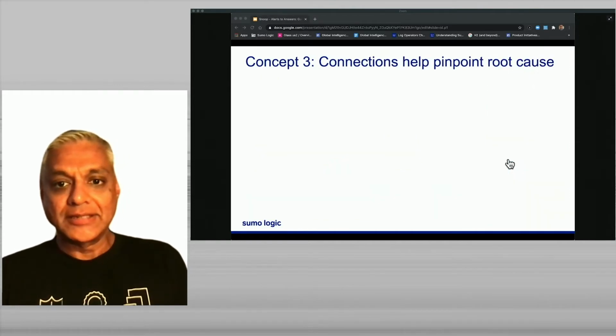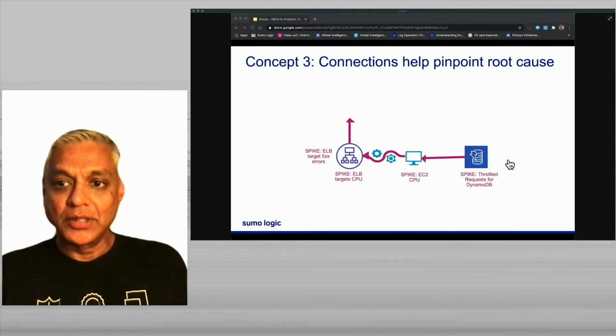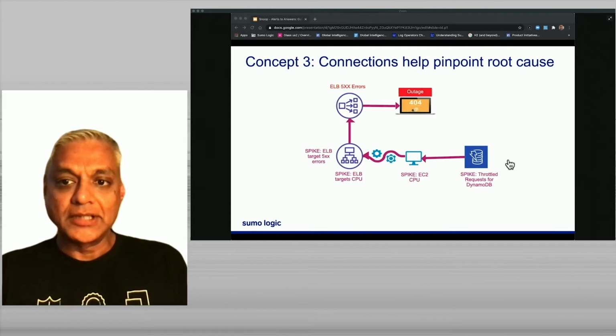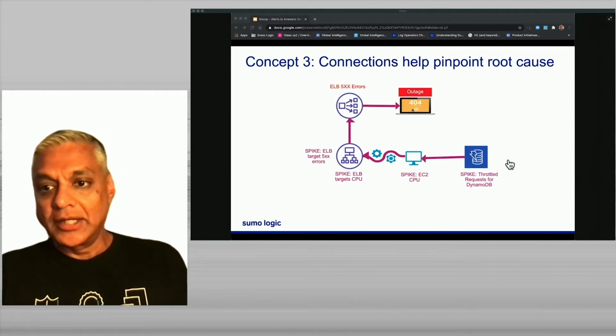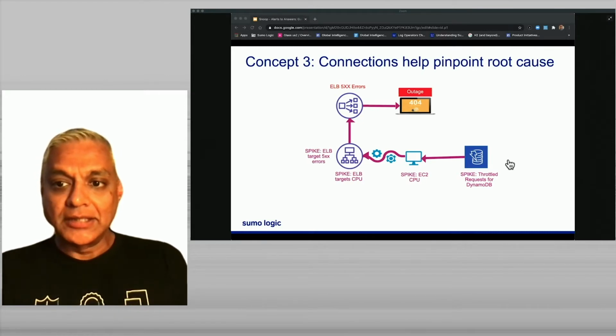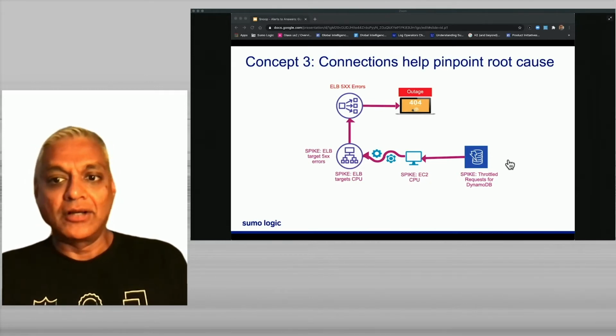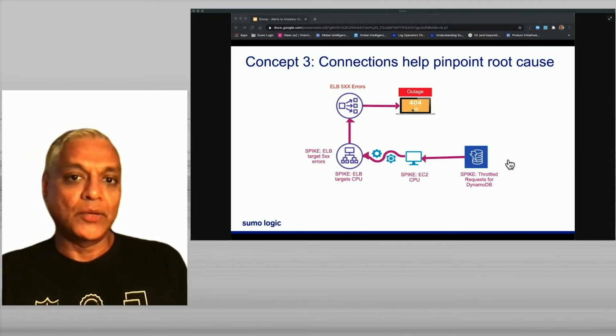Our third concept is this idea that connections help pinpoint root cause. In our example, suppose the e-commerce application relies on elastic load balancers, which connect to elastic load balancer target groups that contain EC2 instances that eventually talk to a database. Knowing these connections will help you correlate error spikes at the load balancer level to error spikes in the target group to CPU spikes in the EC2 instances, which are themselves caused by the throttled database requests in this example.